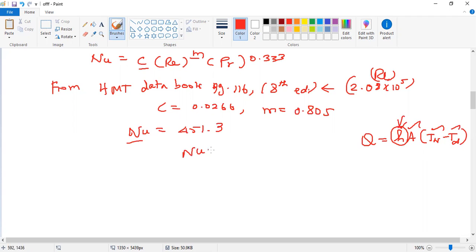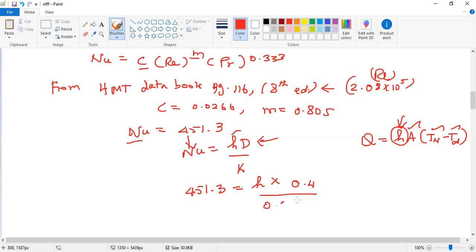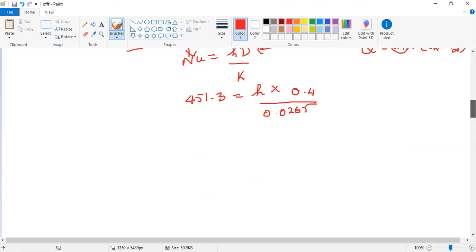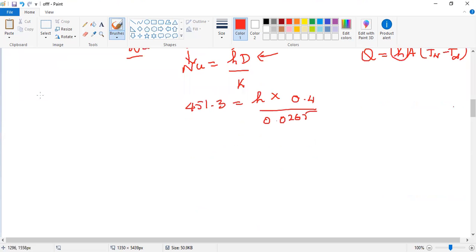Okay. So we know the formula for the Nusselt number is HD divided by K. Based on this formula, we find out the H value. Just put in the Nusselt number value 451.3. We do not know the heat transfer coefficient, but we know the diameter, that is 0.4 meter, and the thermal conductivity from the HMT data book, that is 0.0265. So solving the equation, we get the heat transfer coefficient.